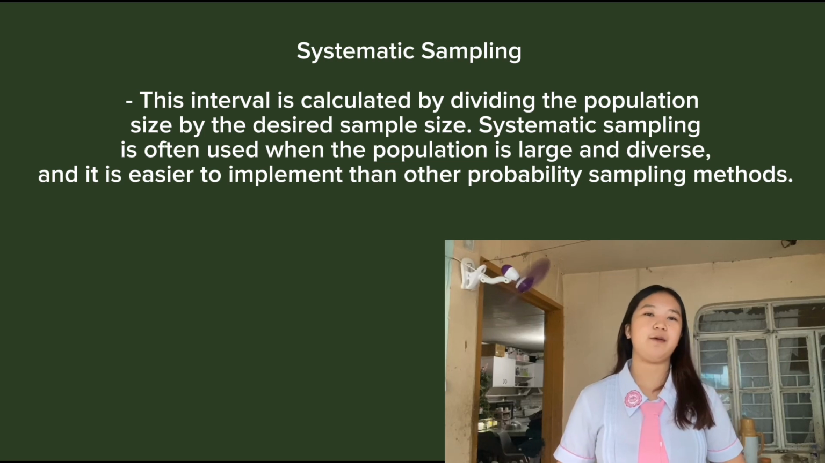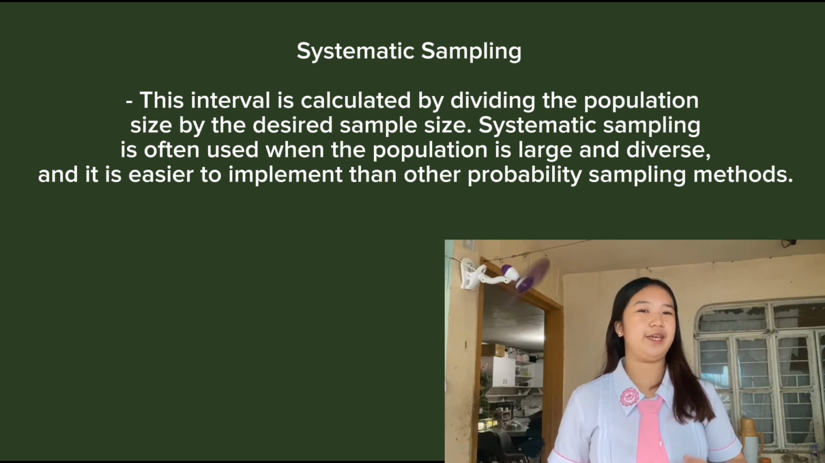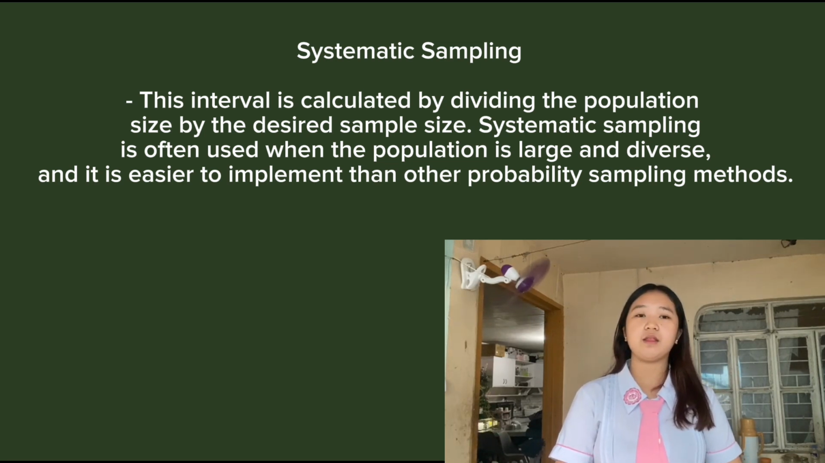The fourth step, we don't just start at the beginning. We randomly pick a number between 1 and n to be our starting point, and this helps us prevent bias. And the last step, we select every nth person. From that starting point, we select every nth person on the list.